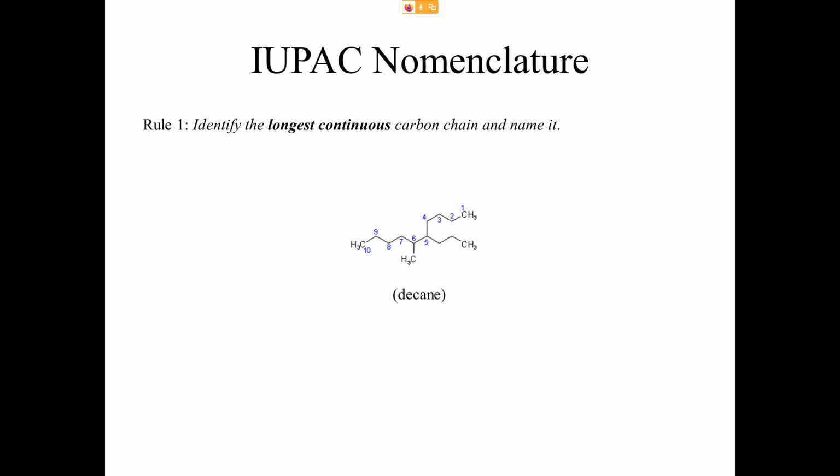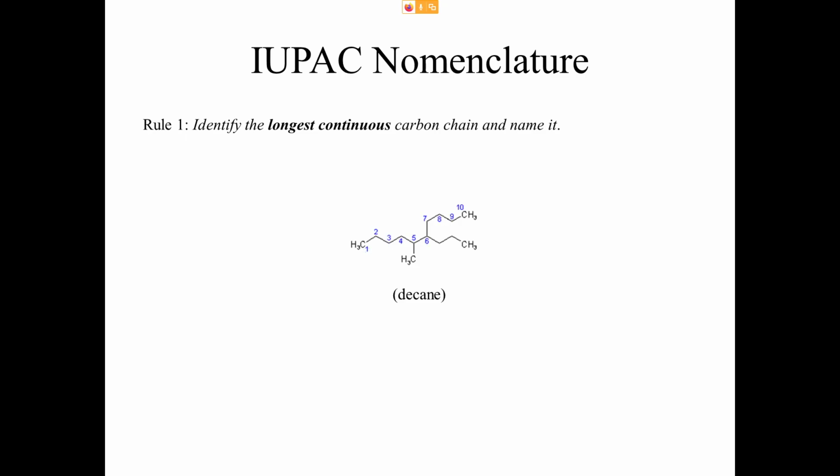But I could also name it now, right? There's 10, definitely. You may have started on the other end and ended on the right, and that's perfectly fine too. It's still 10 in a row, so we'll name it. There's no longer chain here, right? So we'll call it decane, right? So it's definitely a decane molecule.